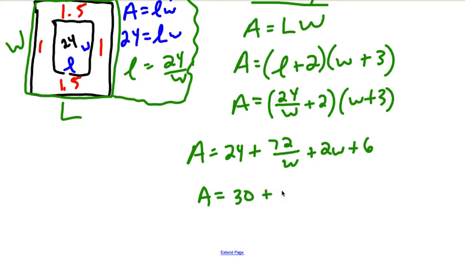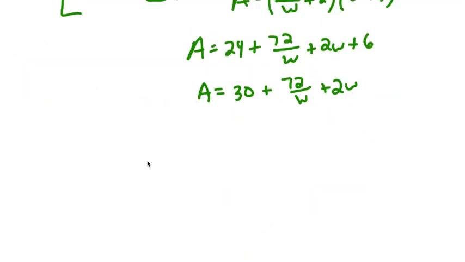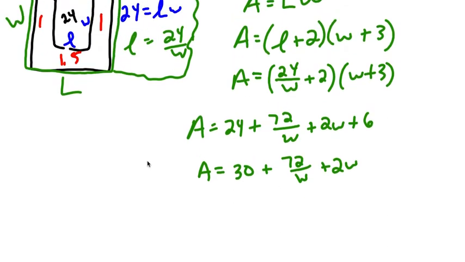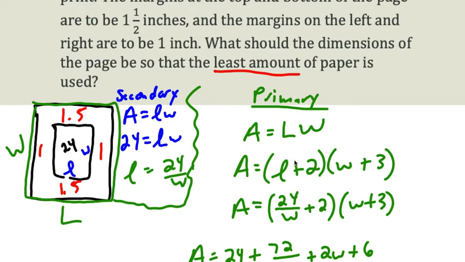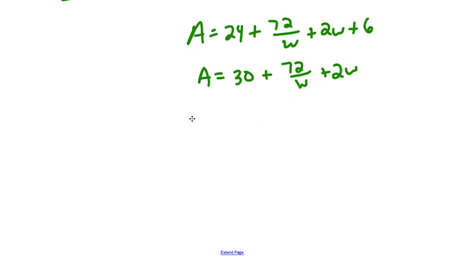So I end up getting 30 plus 72 over W plus 2W. So that's the formula for my area. Okay, hopefully you remember, it wasn't that long ago, the whole process of finding a minimum, which is what we're looking for, the least amount means we're looking for a minimum, is to take the derivative and set it equal to 0.